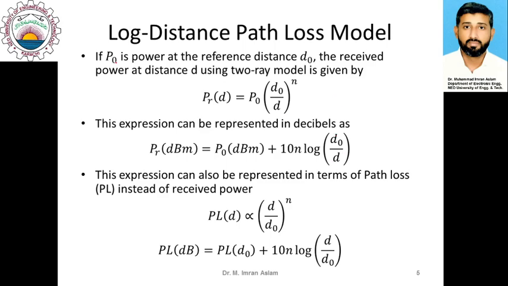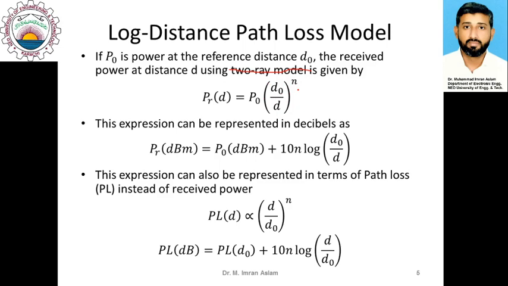So in general, if P naught is the power at the reference distance d naught, in that case the received power at a distance d is given by this formula. There is a mistake here. It should be written as log distance path loss modeling. I will correct it in the final version. So P_r(d) is equal to P naught (d naught) multiplied by d naught upon d raised to power n.